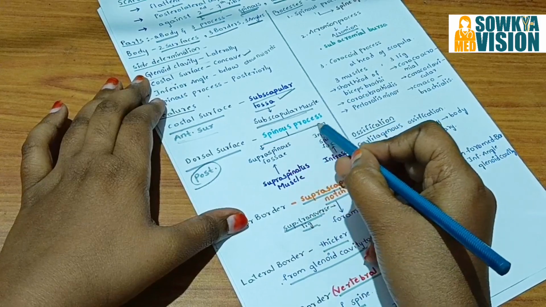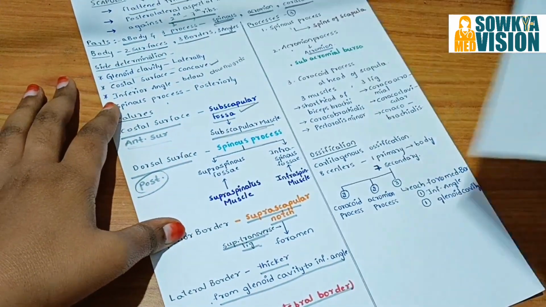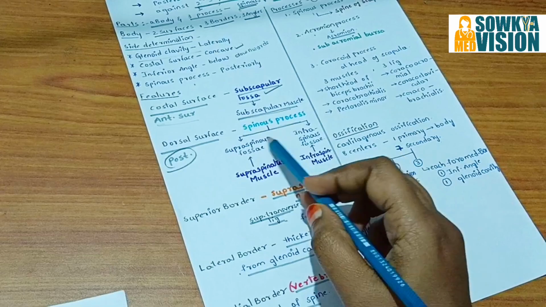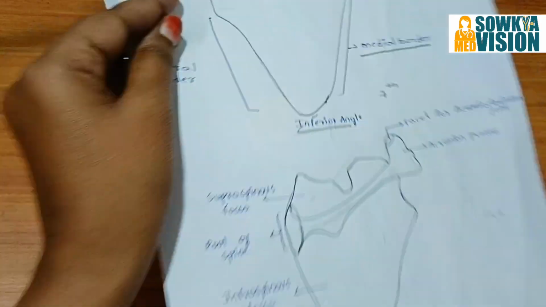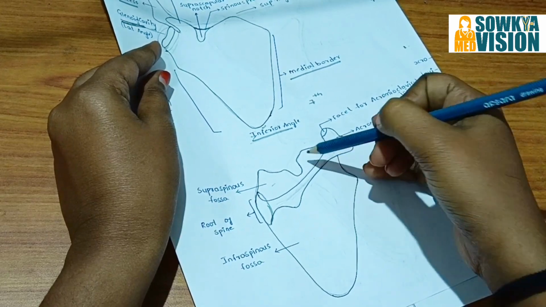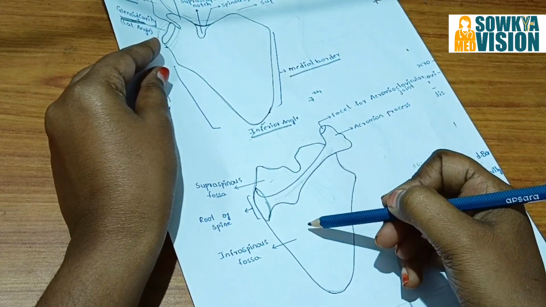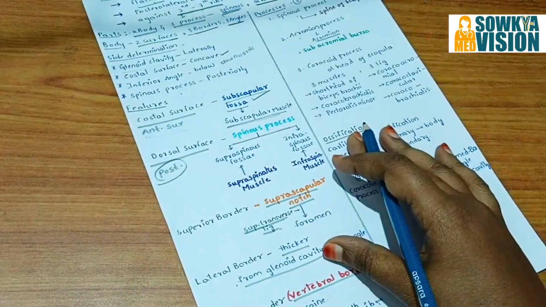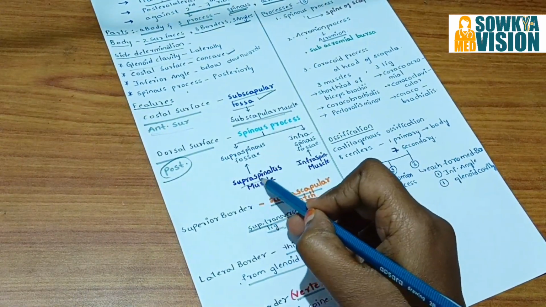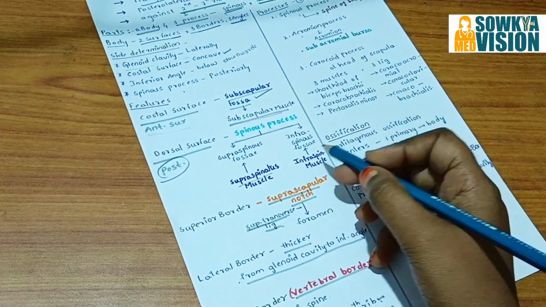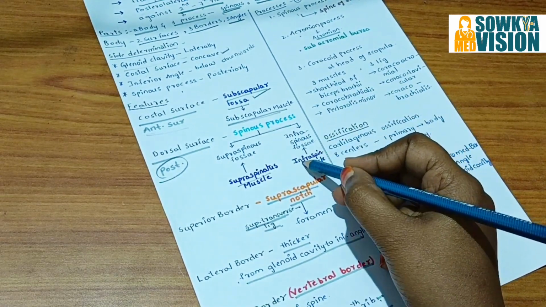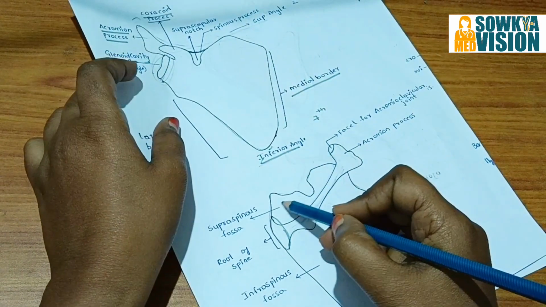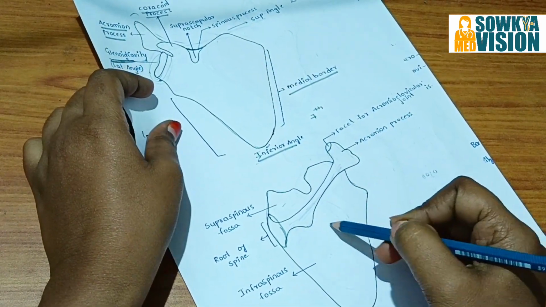The dorsal surface, or posterior surface, contains the spinous process. The spinous process divides the dorsum of the scapula into the supraspinous and infraspinous fossae. Supra means above the spine, infra means below the spine. The supraspinous fossa provides attachment for the supraspinatus muscle, whereas the infraspinous fossa gives attachment to the infraspinatus muscle. Here will be the supraspinatus muscle, and here the infraspinatus muscle.